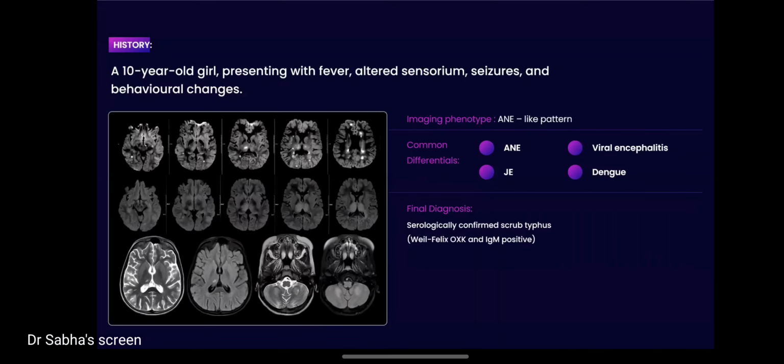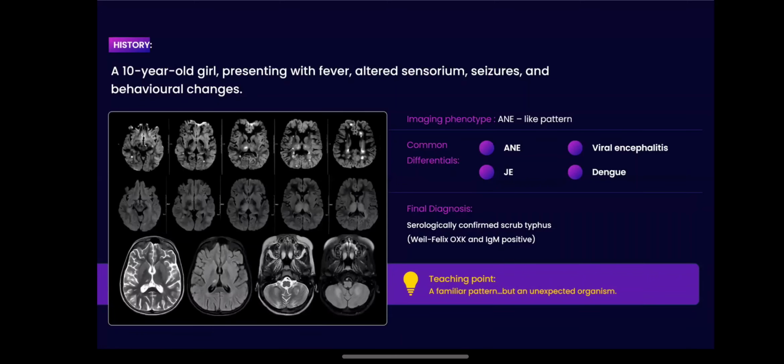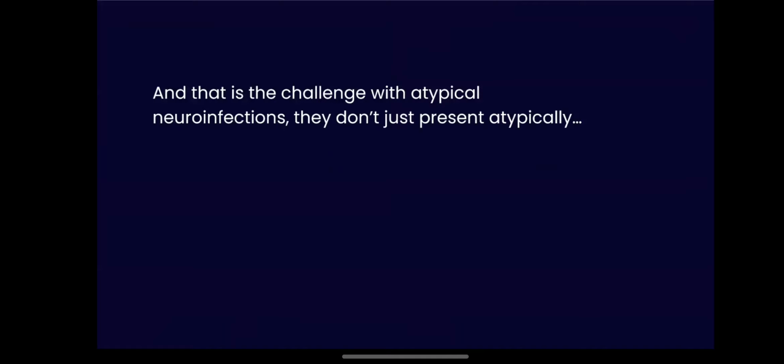For SCRUB. Now, you will be hearing a lot about SCRUB in my talk because we've been working on this for quite some time, and we've been able to elucidate some of the common imaging patterns that could help us in identifying this differential as well. So, the teaching point here is that you could have a very, very strikingly similar looking pattern with respect to the neuroimaging phenotype, but you could have an absolutely bizarre organism pop up. And that is really the challenge with atypical neuroinfections.